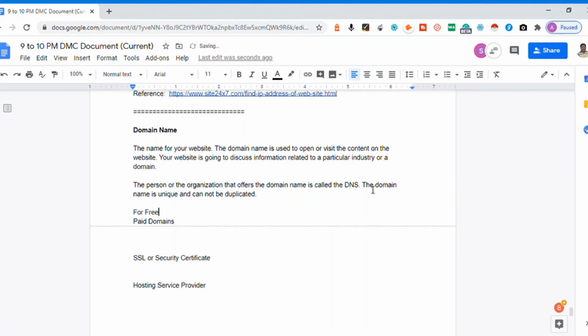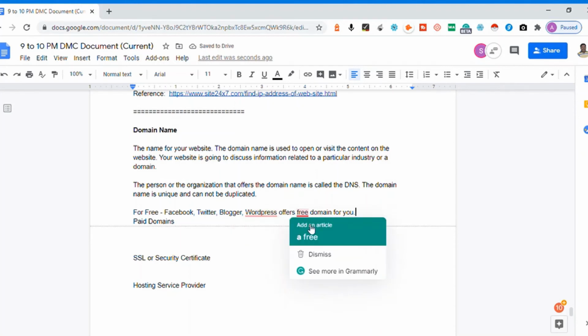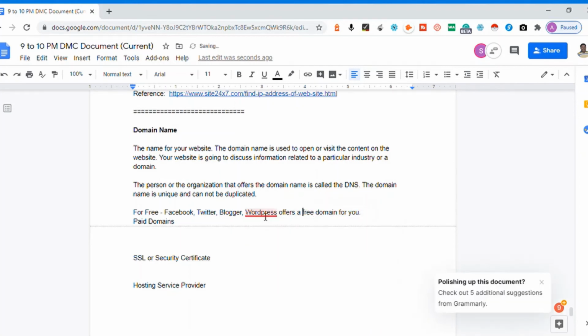What are the free domains? Basically, you already have a domain, and you can have an account with them. Services like Facebook, Twitter, Blogger, WordPress offer a free domain for you, which means facebook.com is already registered. If you want, you can go and create an account with them.